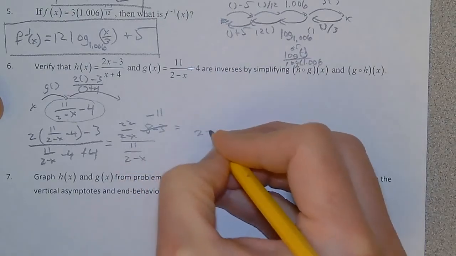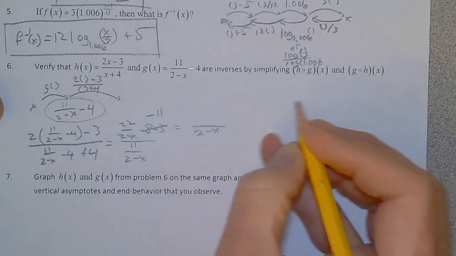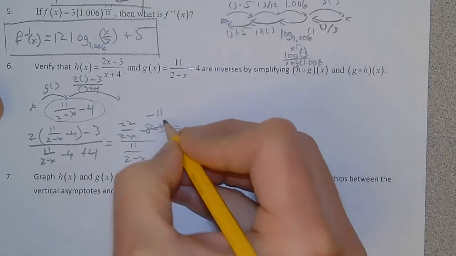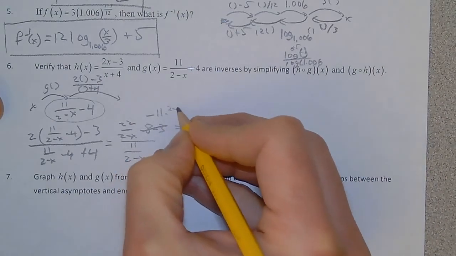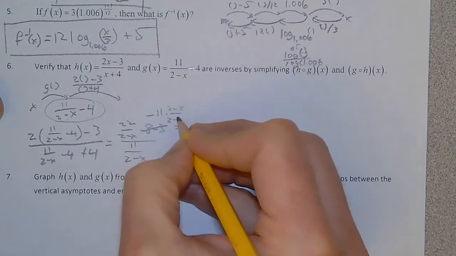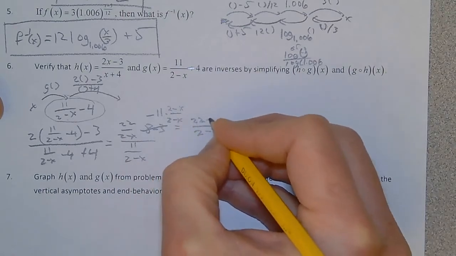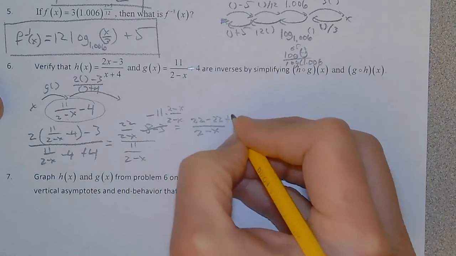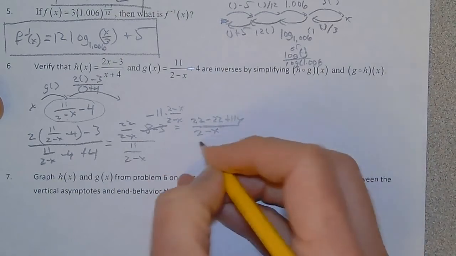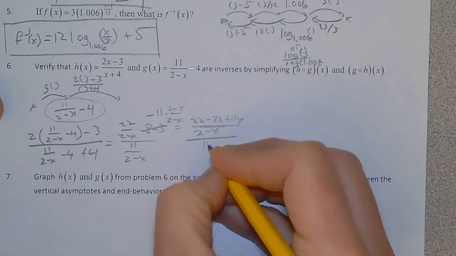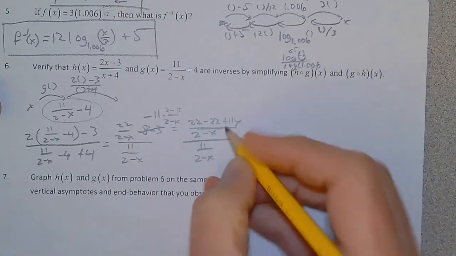If I found a common denominator there of 2 minus x, I'd have to multiply this by 2 minus x over 2 minus x to make that happen, which would give me a 22 minus 22 plus 11x over 2 minus x, over 11 over 2 minus x.